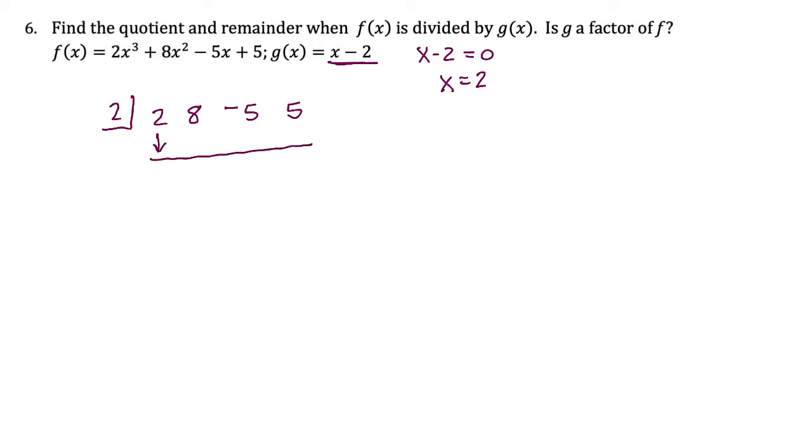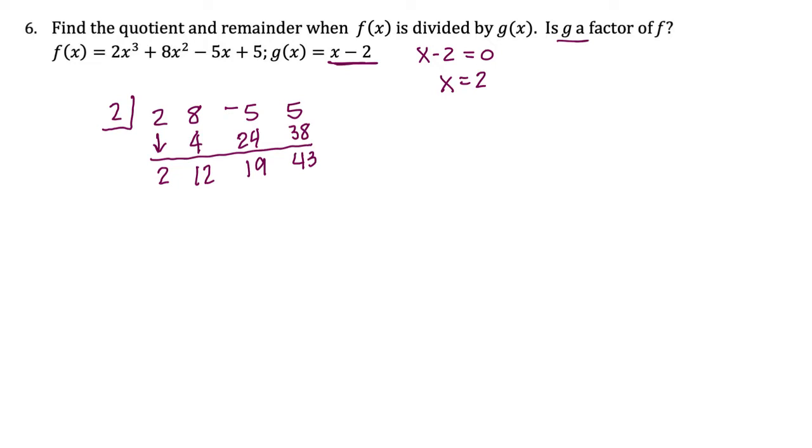So we're going to drop our 2. So it's going to give us 4. So 12, 24, 19, 38, and then 43. So our remainder is not 0, so that tells me that g is not a factor.